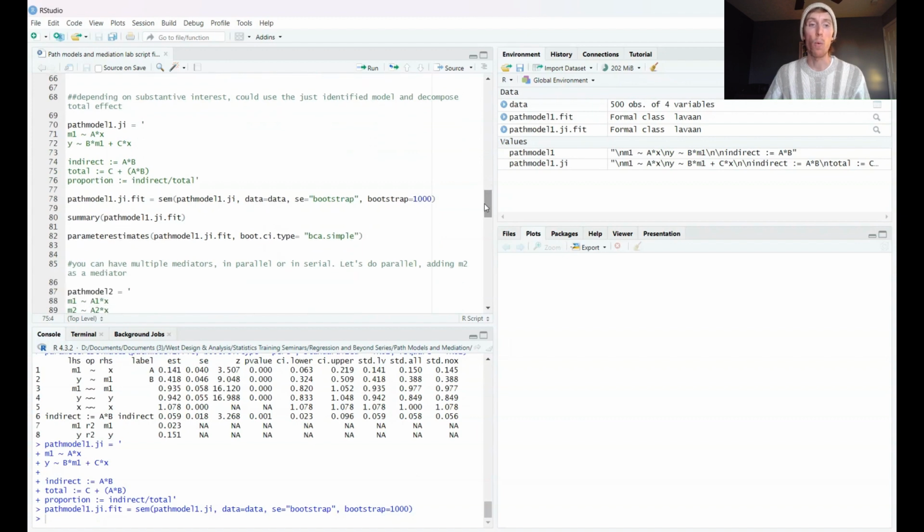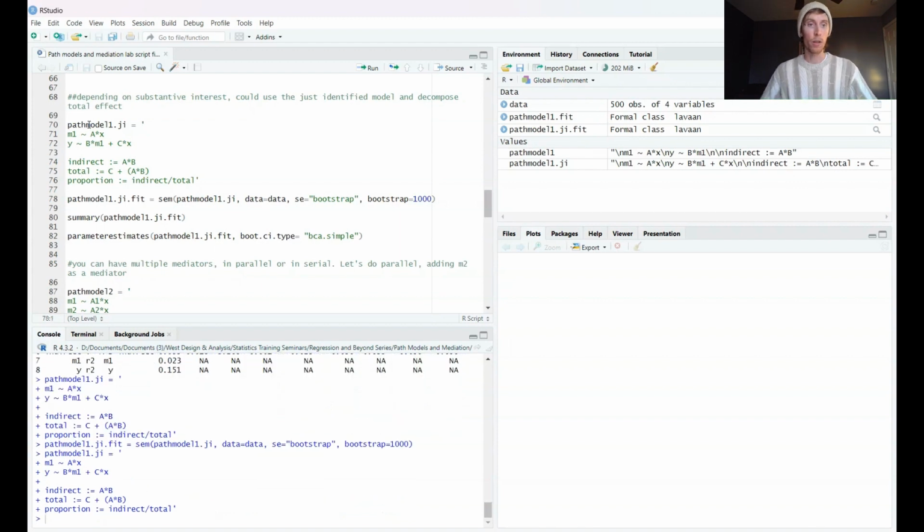Real quickly, I want to talk about the just identified model, or the model in this case where we included the direct effect, the relationship between X and Y in the model, and basically illustrate some of the different things that we might want to define because we're interested in them and also might want to report them. So I'll run this quick and then talk about it.